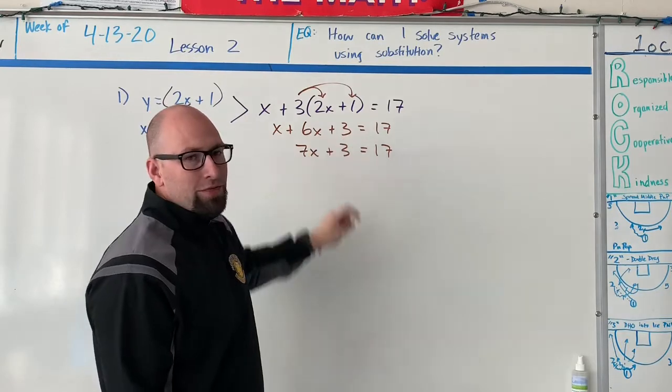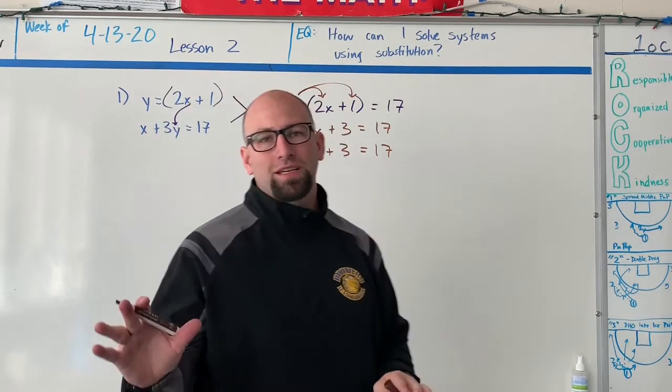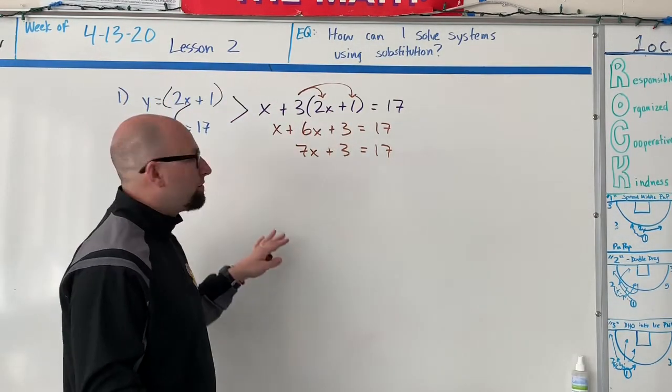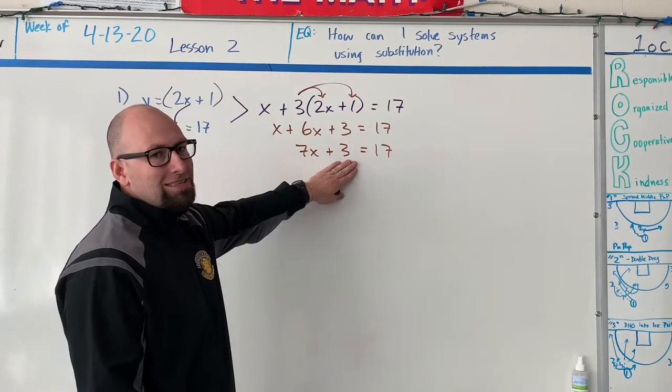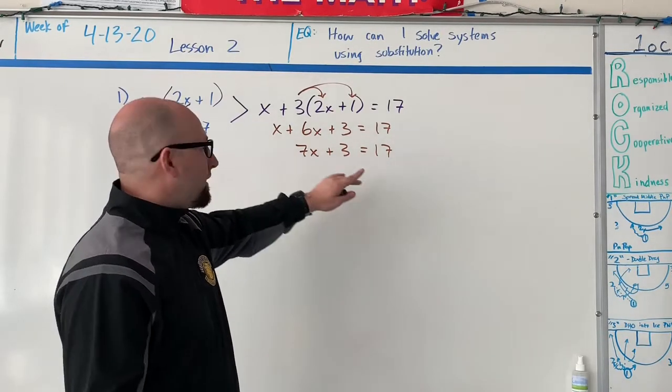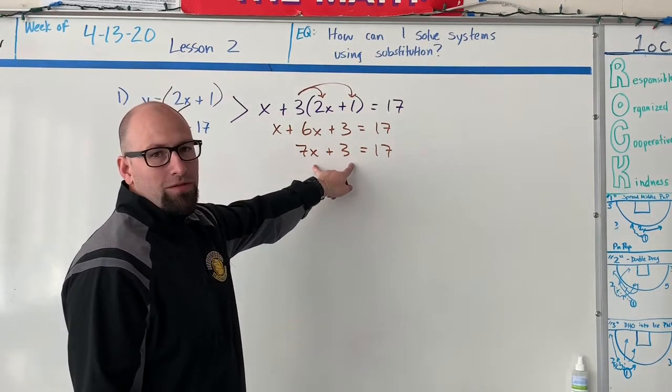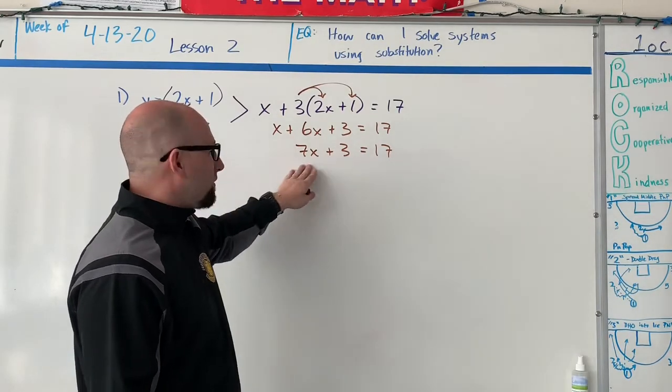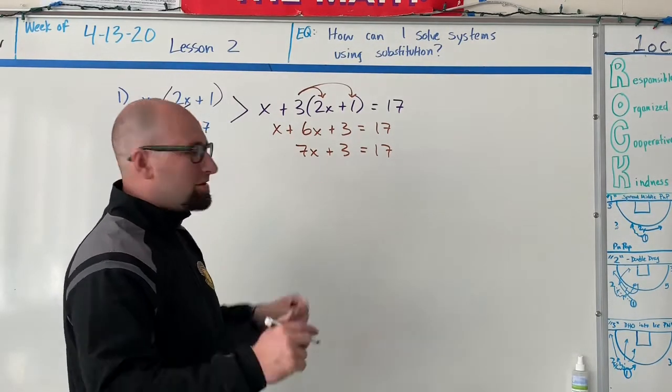We can't combine the 3 because those are different terms. 3 is a constant and the x's are variables. So don't try to add those together to make 10x. It doesn't work. Those are two different terms, so make sure you keep those separated.